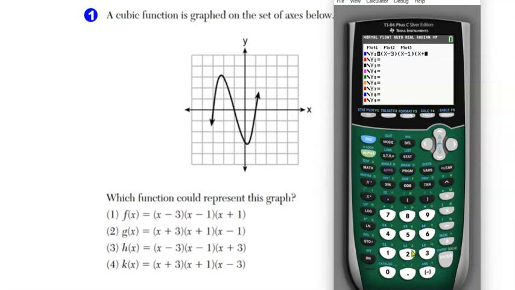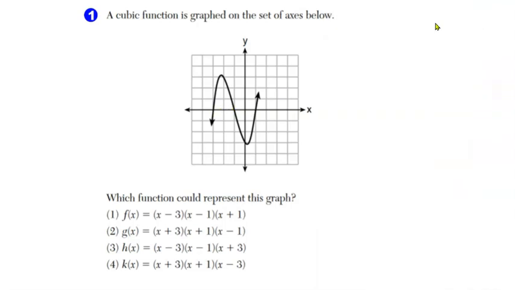plus 1. And after I'm done typing in that choice, I can view the graph, and really what I'm focusing on here are where this cubic function hits the x-axis or the x-intercepts. And you'll notice I only have a single negative x-intercept, and this one here on the graph has 2. So that's one strategy. You can use your TI-84.